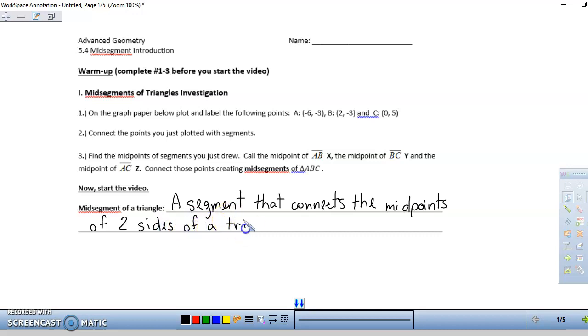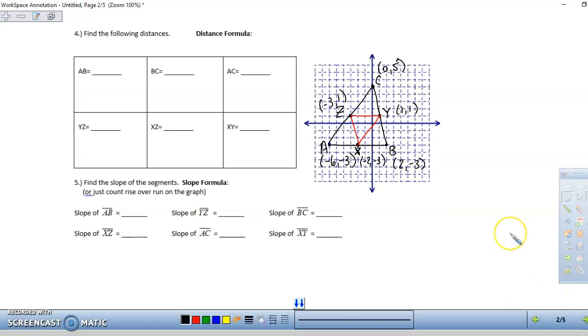So when you did the warm-up, you actually created the 3 mid-segments for that triangle. So your picture should look something like this. The red segments here are the mid-segments. So you found the midpoints, please check your work. And then you connected those to form the red mid-segments. So there are always going to be 3 mid-segments for a triangle.